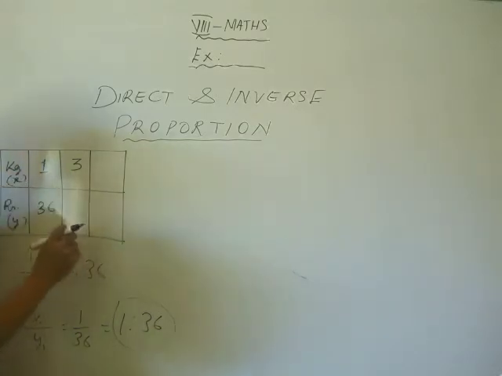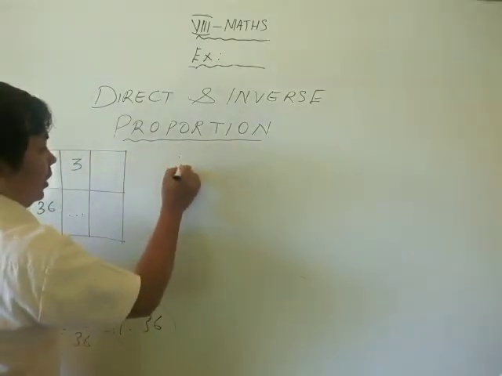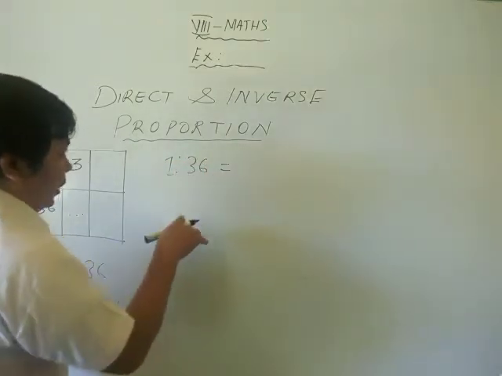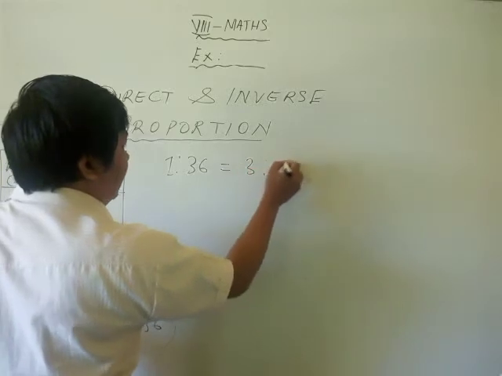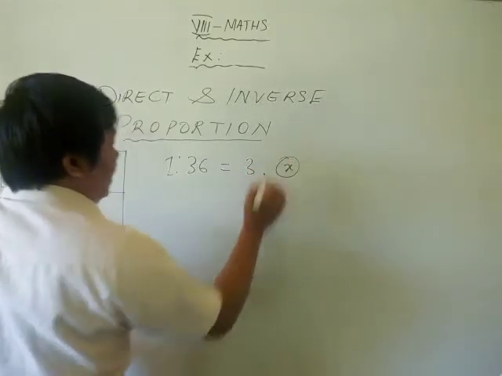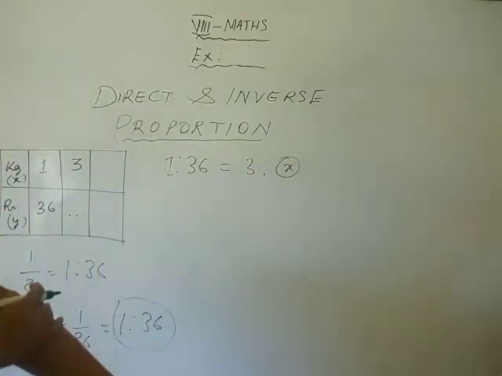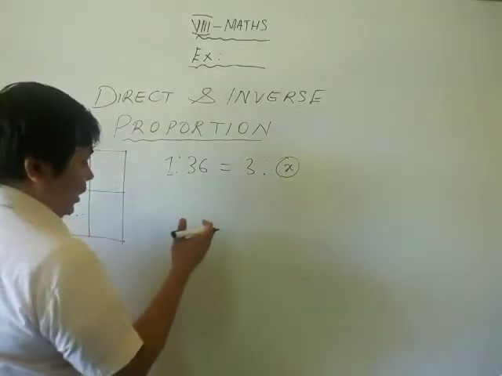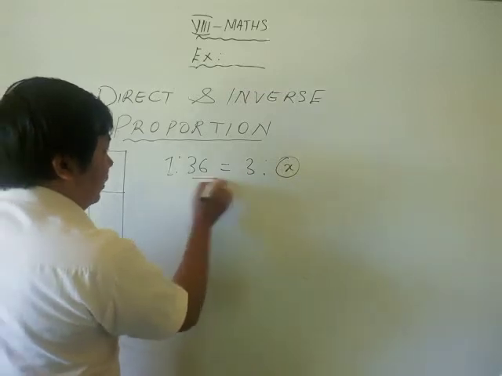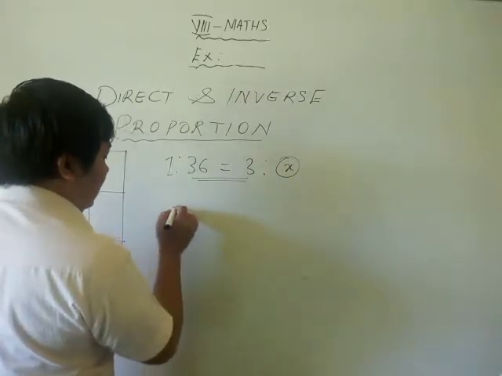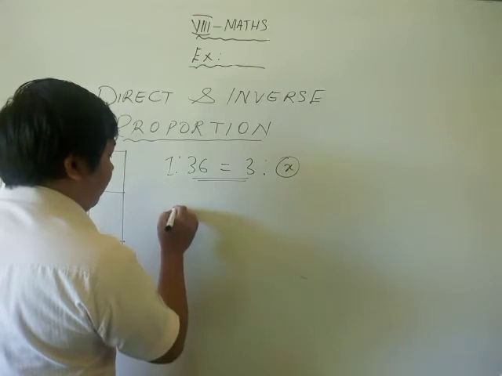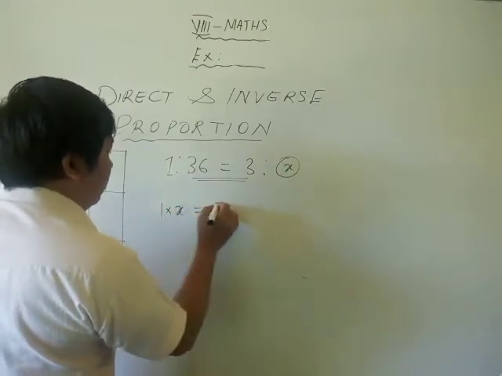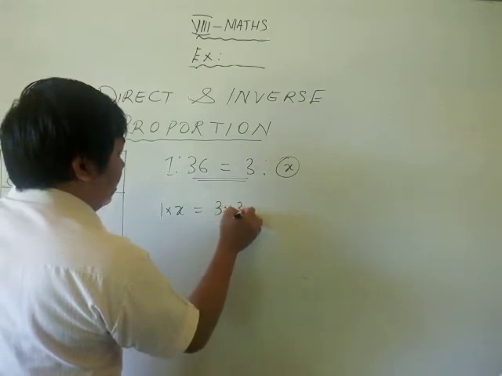By direct proportion, we say that 1 is to 36 will be equal to 3 is to something here. Let us say this is x. We don't know what this value is. Okay, clear? So here, by the law of proportion, the product of means is equal to the product of extremes. 1 into x equals 3 into 36.